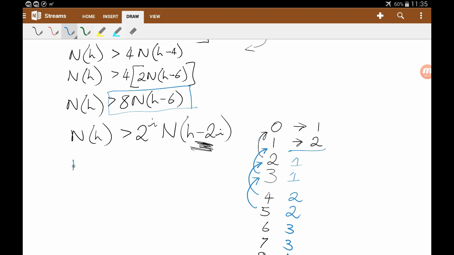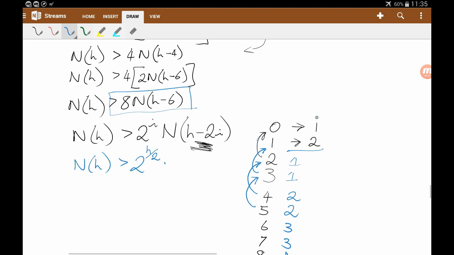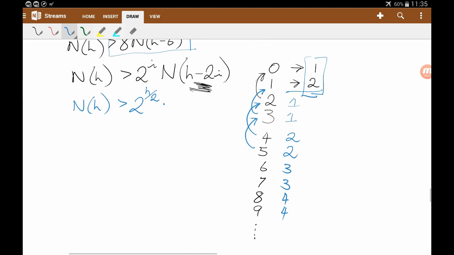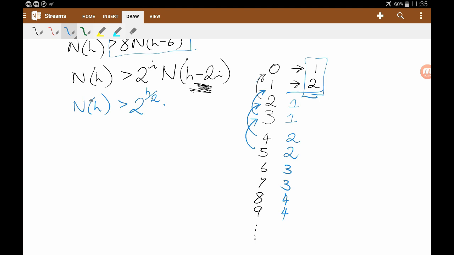And so I know that n, the minimum number of nodes, is greater than or equal to 2 to the h over 2 times by some constant. That constant will either be times by 1 or times by 2, depending on whether we get back to 0 or to 1. But nevertheless, if it's times by 1, then this holds. And if it's times by 2, then it certainly is bigger than this. So we can just leave it at this, and we can say that n is greater than or equal to 2 to the h over 2.